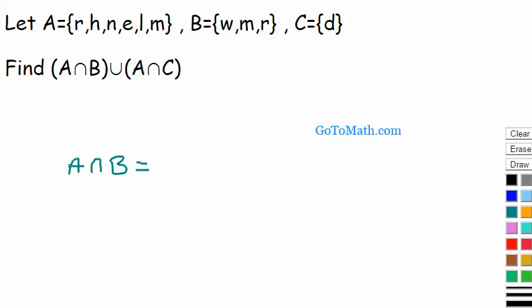So let's see. A intersect B. What is in A that's also in B? Well, let's take a look. First, we'll start with some squiggly brackets here. An R. Well, look at there. There is an R there, believe it or not. I'm actually surprised. H. No H's. N. No N's. E. No E. L. No L. Oh, there is an M.